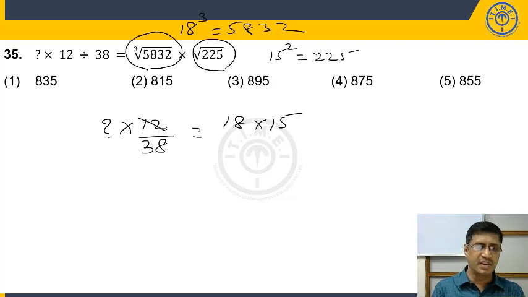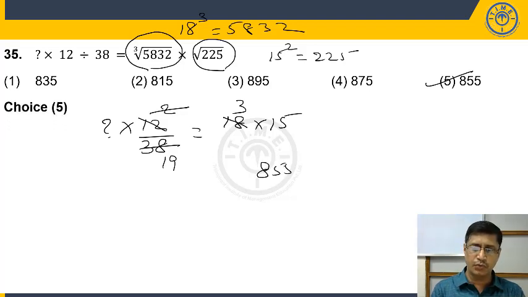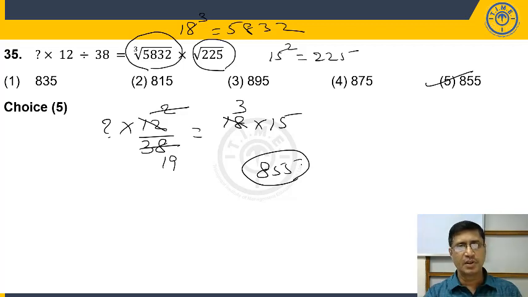Now simplify this. Dividing with 6, 6 goes to 2 times. Here 3 times. Now what about 2? 2 goes exactly 19 times in 38. So what is the product of 19, 3 and 15? It is 855. So the right choice is option 5. Fifth choice is the right choice. Hope you are copying all this explanation. Please.